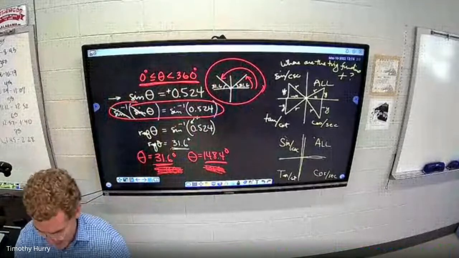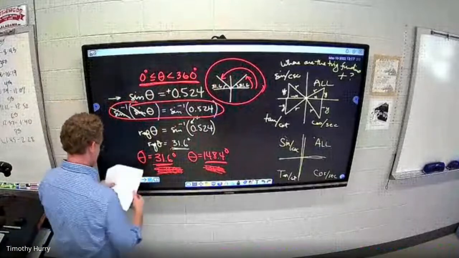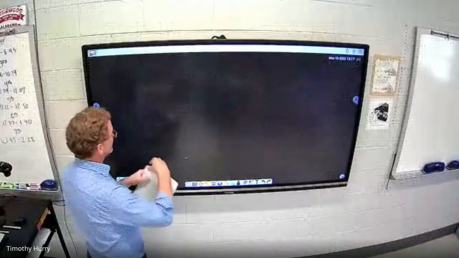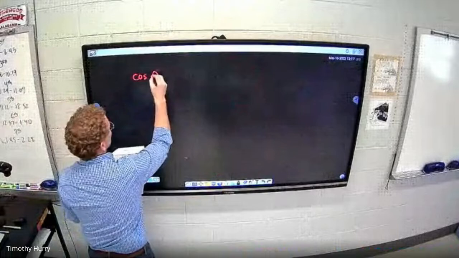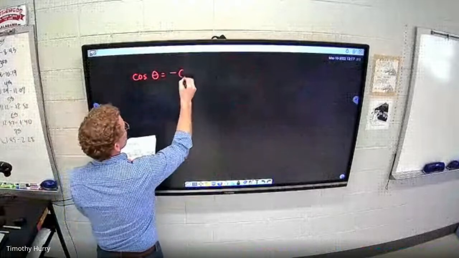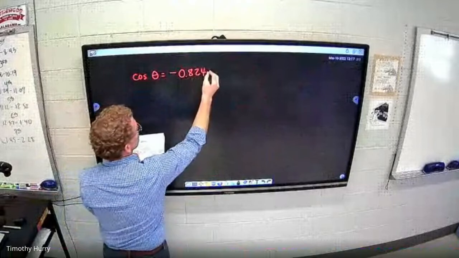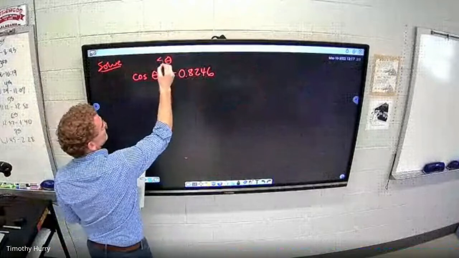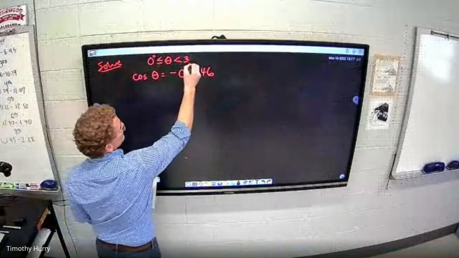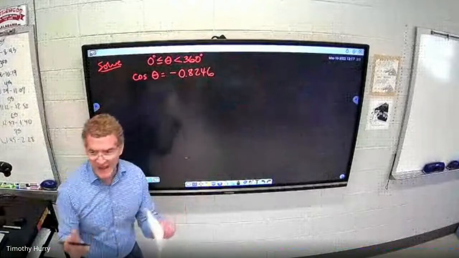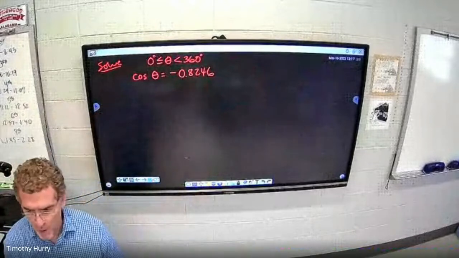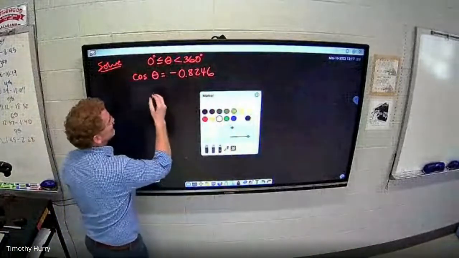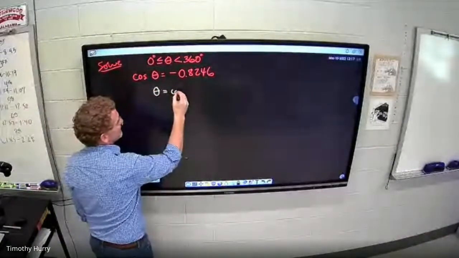Let's try it, run through it again. So what if I gave you this? Try something different. Cosine of an angle equals negative 0.8246. And again, the question would be to solve. And I'm going to go ahead and tell you the angle is going to be between 0 and 360. So all I have to do is find the couple of angles that exist there. So what's our first step? We're technically taking the inverse cosine of both sides, but that will jump me right to here, won't it?